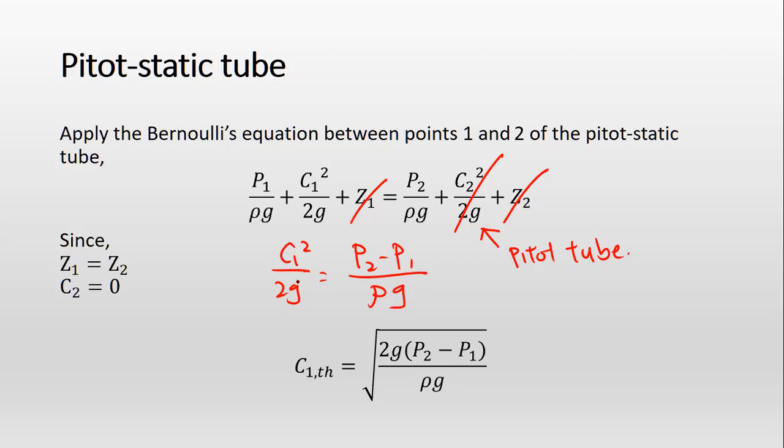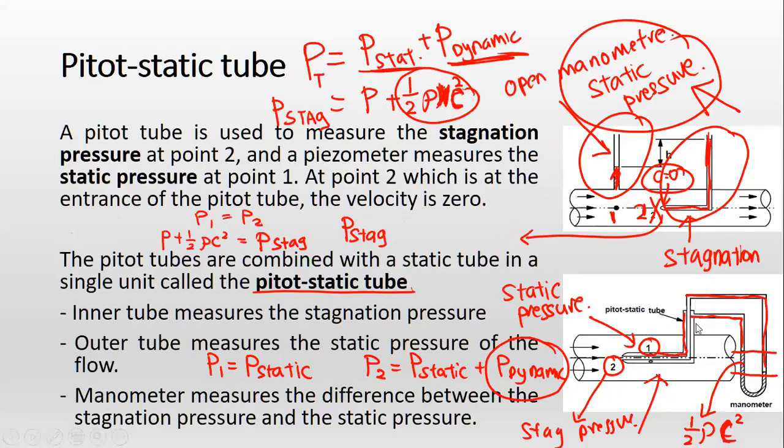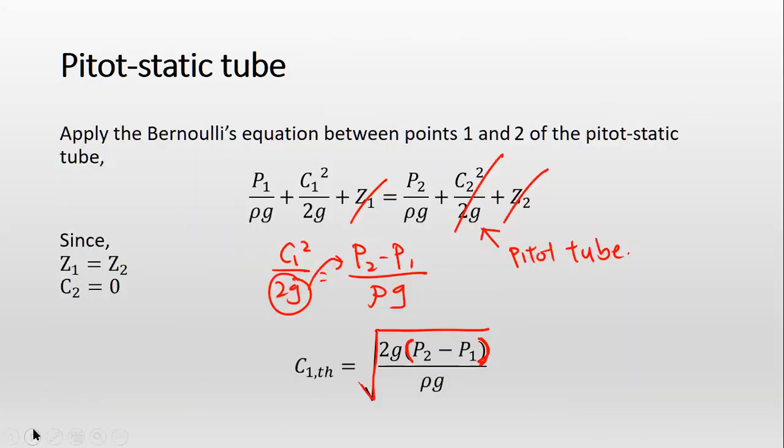Okay, so we can cross multiply. We bring the 2g over here, and then we take the square root. So by applying this Bernoulli equation, we can get the velocity of the flow by simply looking at the pressure difference between P1 and P2. This pressure difference, P1 and P2, is measured by the manometer that is being connected. So this manometer that we have here will tell us the pressure difference.